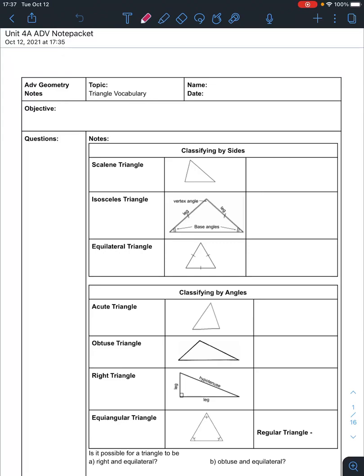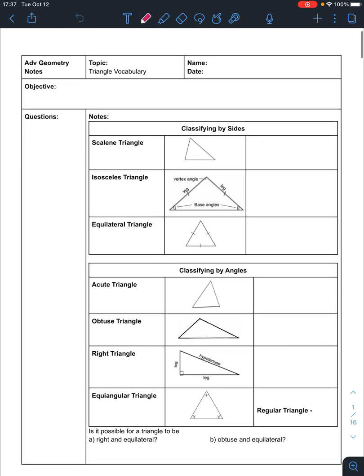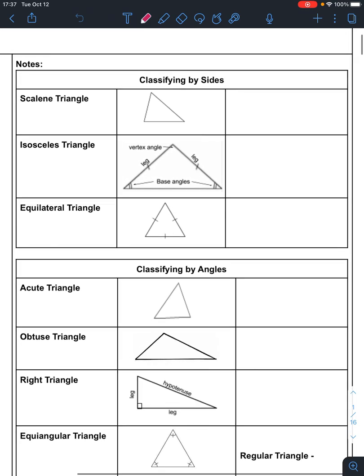This next unit, we're going to talk strictly about triangles, all things triangles. So we want to start out by being able to classify our triangles so that when we talk about the different types, we'll all be on the same page. So the first way that we can classify triangles is by classifying them by their sides.